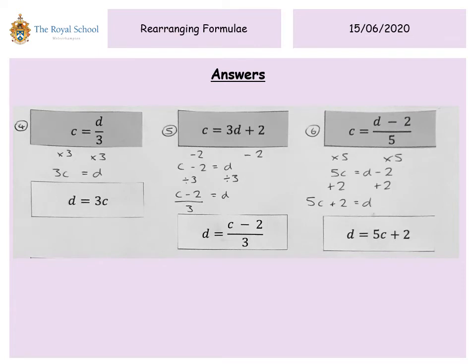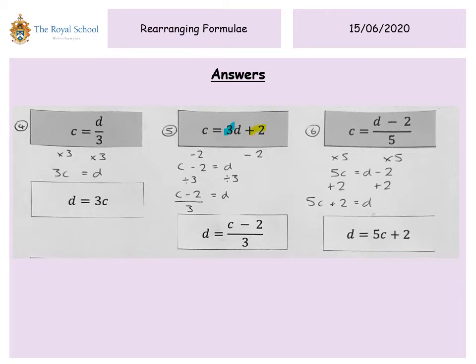The next 3 then, we've got the final single step formula, C equals D divided by 3, so times by 3 on both sides to rearrange the formula. Number 5, we've got our first 2-step formula. So here D has been multiplied by 3, then we've added 2.